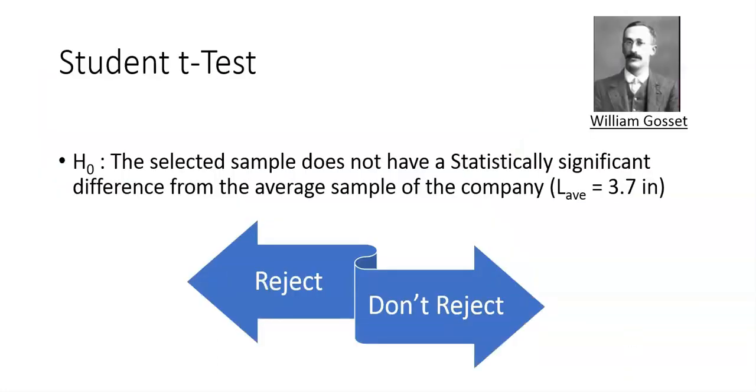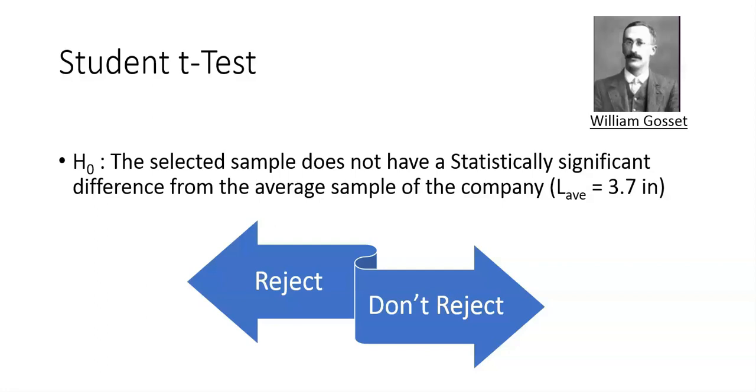Now, for the first method, student t-test. William Gossett developed this method as a statistical method with the name student t-test. He was a researcher working for a company, and the company was concerned about the secrets being released. So he published this method under the name student. So this method is known as student t-test.